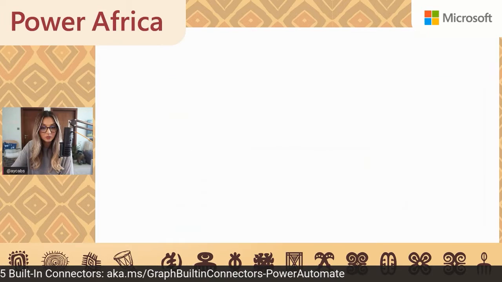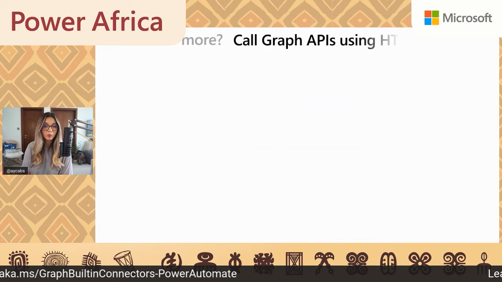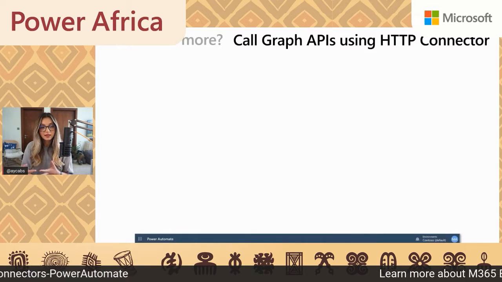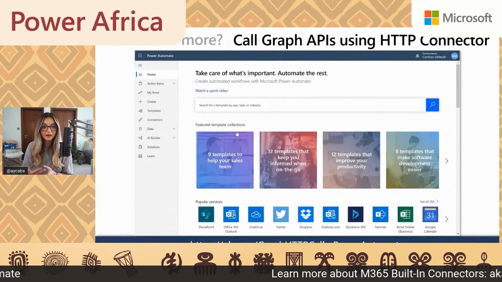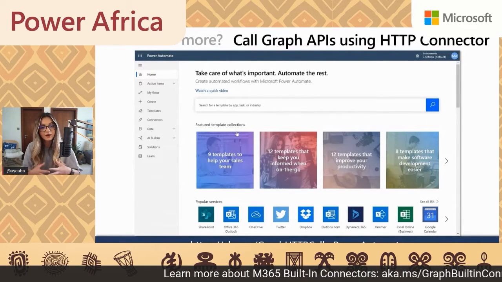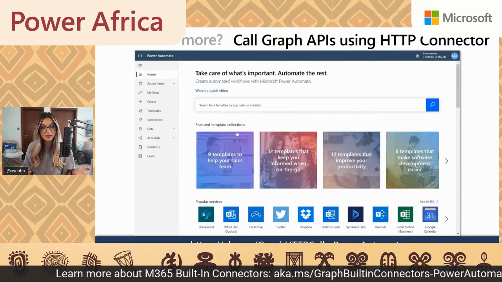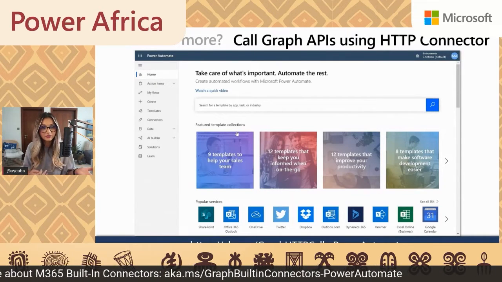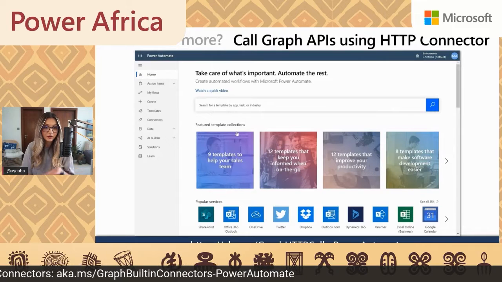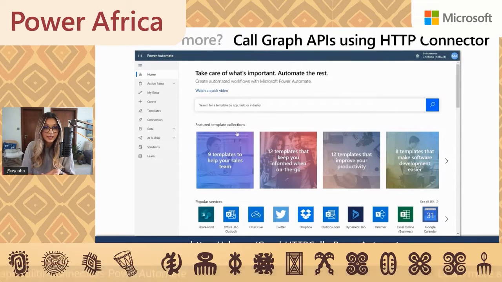What if we would like to do more? Let's say stuff that we don't have in Power Automate. We have so many different data sets available in Graph, and there are many of them that are not available in Power Automate. So the beauty of Power Automate is it's coming with the HTTP connector. That means that we are not limited with the components here, but we can also call any of the APIs we like using HTTP connectors.